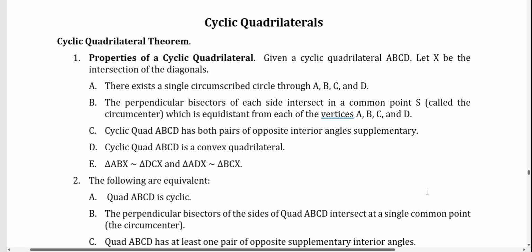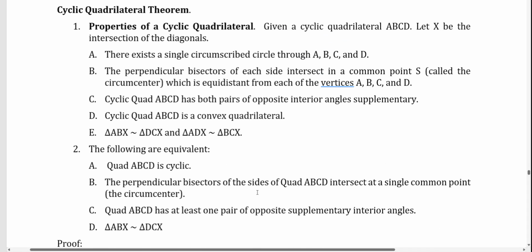Here are some of the properties reviewing. Given a quadrilateral ABCD, let X be this intersection of the diagonals. There exists a single circumscribed circle through A, B, C, and D. The perpendicular bisectors of each side intersect in a common point S called the circumcenter, which is equidistant from each of the vertices, A, B, C, and D. Quadrilateral ABCD has both pair of opposite interior angles supplementary. Cyclic quadrilateral ABCD is convex quadrilateral, and we have some similar triangles. Triangle ABX is similar to triangle DCX, and ADX triangle is similar to triangle BCX.